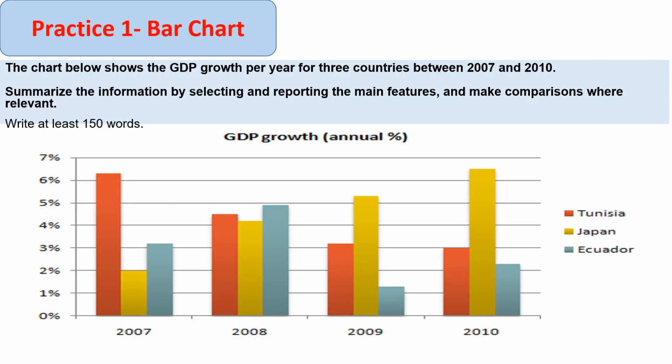Okay, so here is the question. Take the screenshot of it or pause the video and write your answer, and you can get it checked after you finish writing. So it is about the GDP growth per year for 3 countries. Instead of 3 countries, you can write GDP growth per year for Tunisia, Japan, and Ecuador between 2007 and 2010. First find out the title, then what type of graph it is, what are the keywords, units of measurement, years, and then you begin to write. And you shouldn't spend more than 25 minutes writing on this.